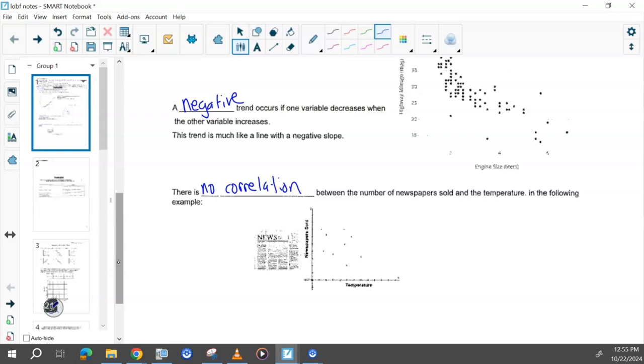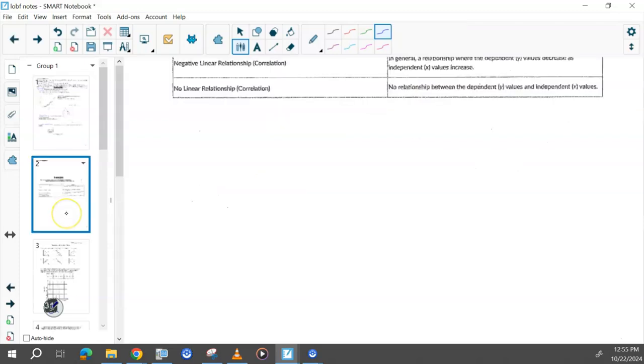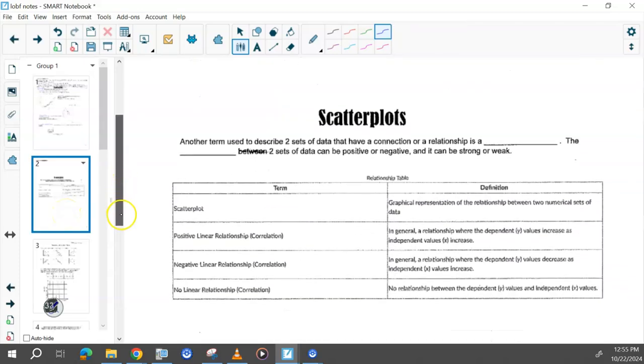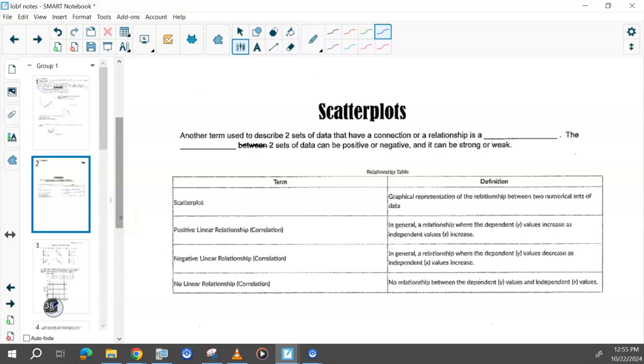Okay. On the back, all of those words are given to you in a table so you can refer back to them while you're practicing. Another term used to describe two sets of data that have a connection or relationship is a correlation, the word for both of these.